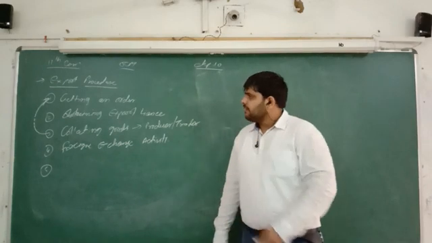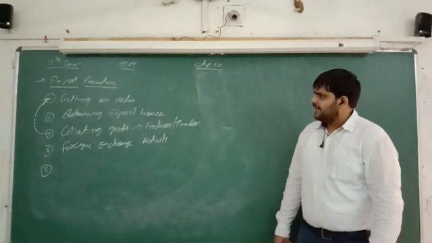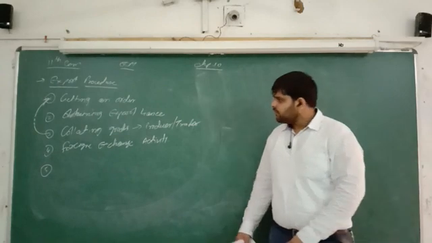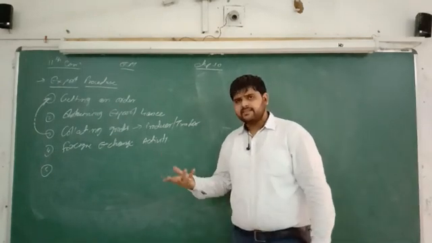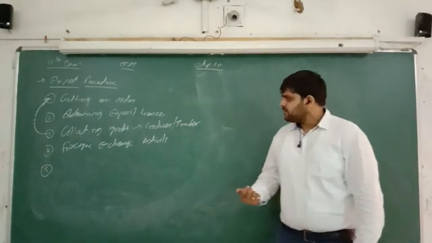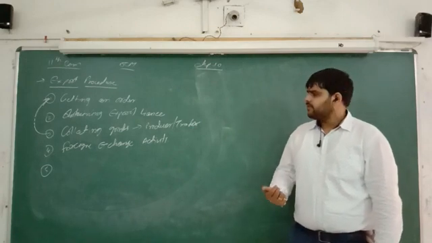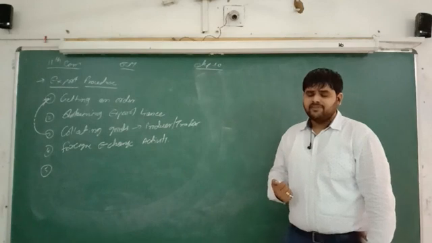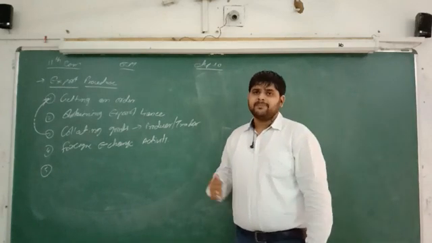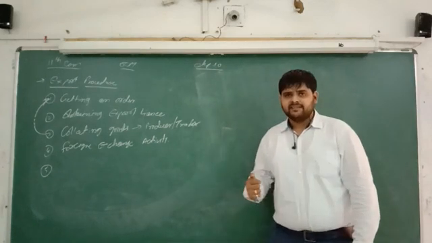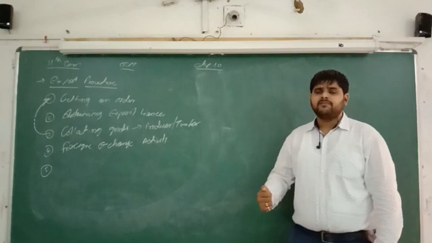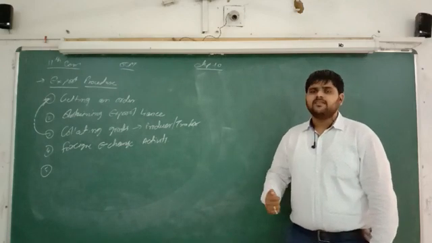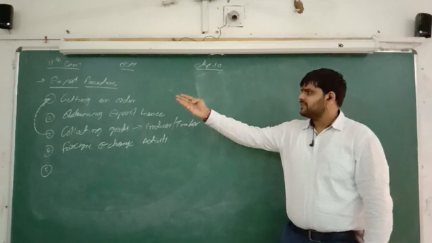Okay. The four points are: number 1, getting an order. Number 2, obtaining export license. Number 3, collecting goods. Number 4, foreign exchange activity. As I told earlier, it is a procedure, so we have to write all the points in chronological order. Okay, because we know the export procedure is there.